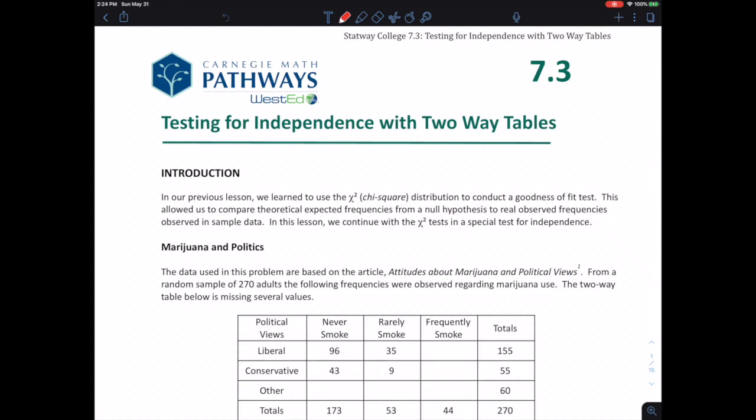Okay, everybody, we're going to wrap this semester up with section 7.3. Let's jump right in. We're in this lesson.